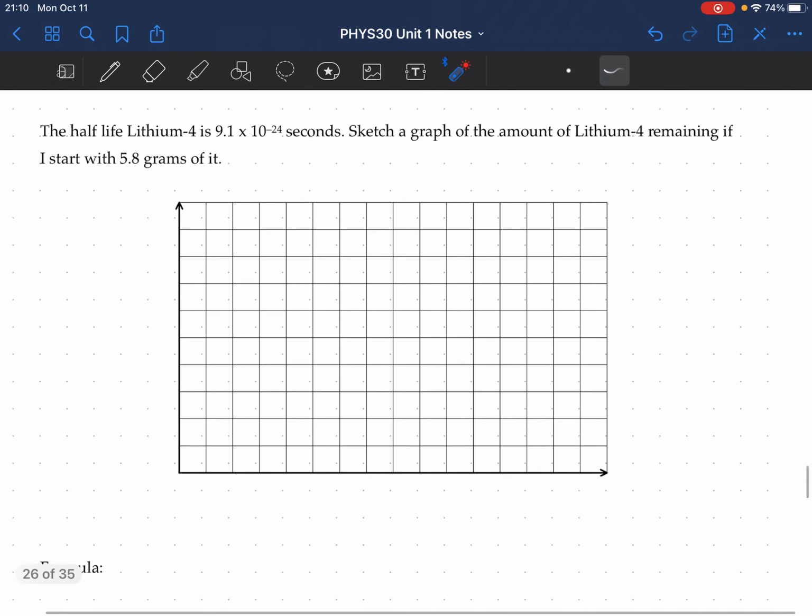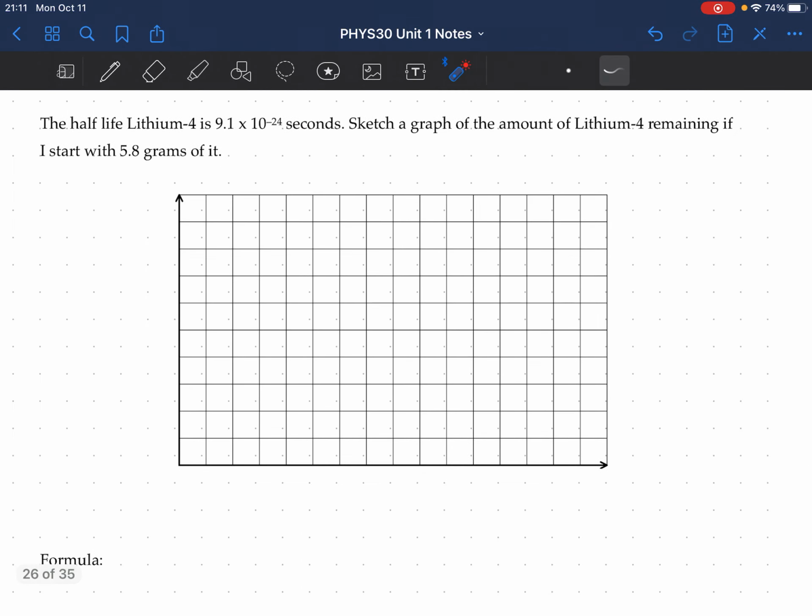All right, so the half-life of lithium-4 is really short, 9.1 times 10 to the minus 23 seconds. There's a little typo here. This is 10 to the minus 23. So that's really short. Sketch a graph of the amount of lithium-4 remaining if I start with 5.8 grams of it.